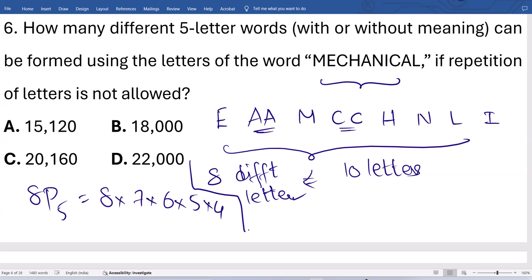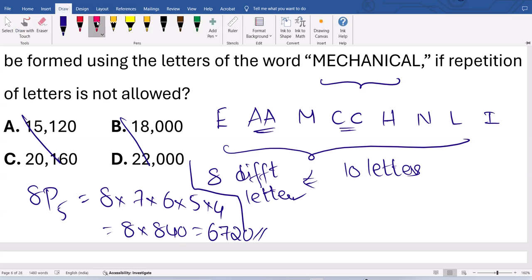Right. So what is this? 30, 210, 840, 8 into 840. Right. So what option? Okay, options may not be available here. Let it be, no problem. But what's answer here? 6,720.